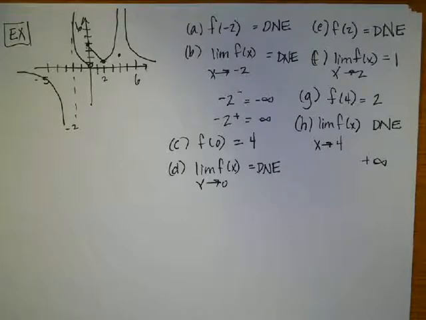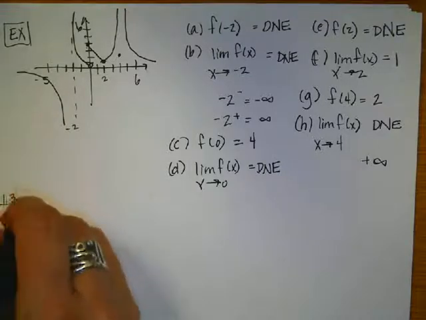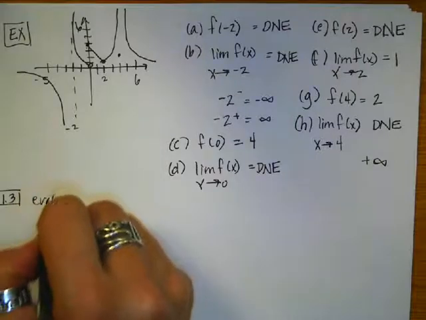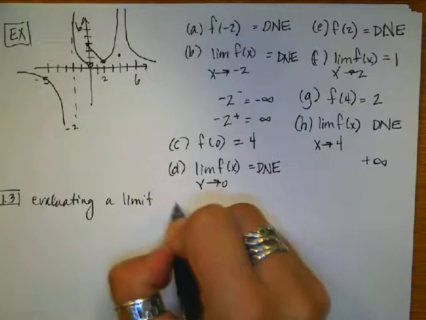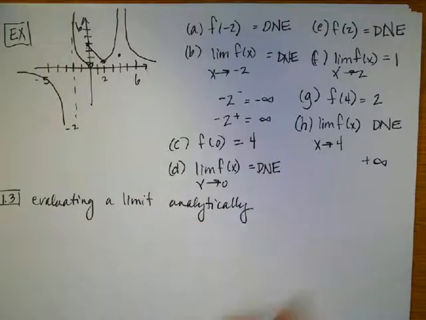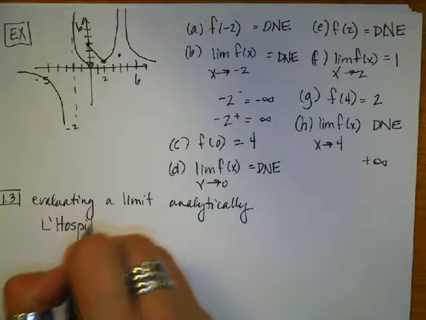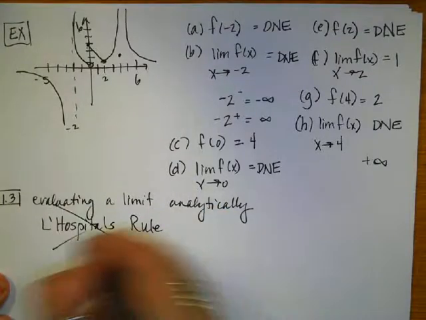That was pretty fast. Section 1.3 is evaluating a limit analytically. So we're going to evaluate a limit analytically. But remember, we're going all the way back to the beginning, so you don't get to use L'Hopital's rule. Sad day. So this is a no-no for right now. We will go back and use it again later, but for right now it is a no-no.